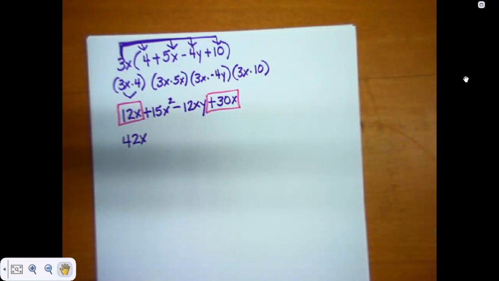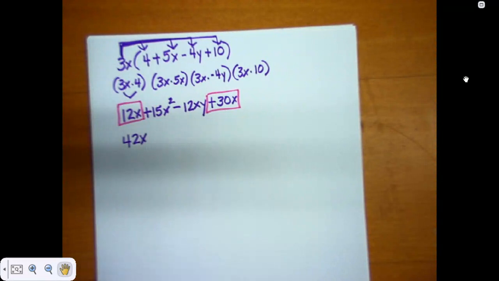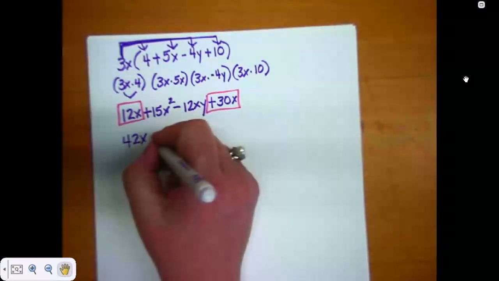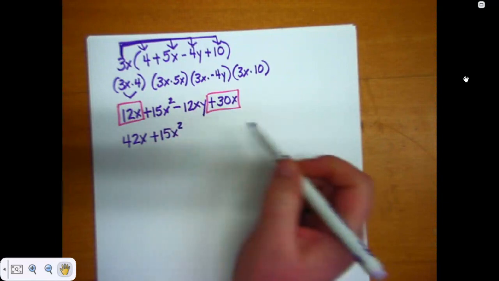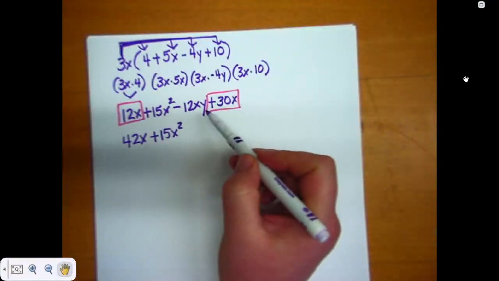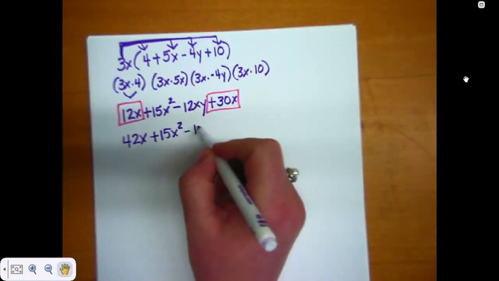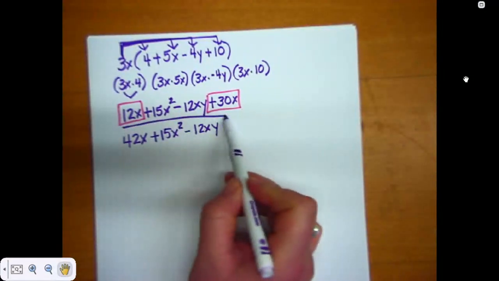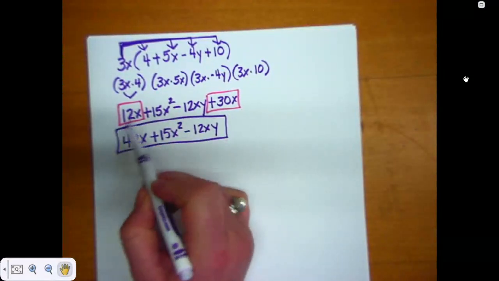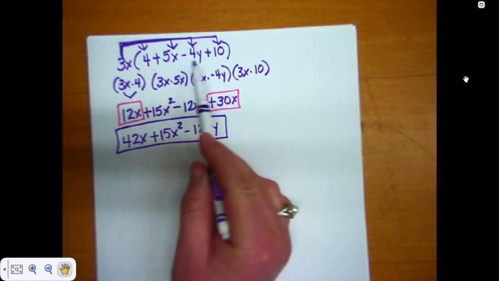Do I have any like terms with x squared? I don't, so it's just going to come straight down, plus 15x squared. And I don't have any like terms with xy, so it also just comes down, negative 12xy. So this is the most simplified version of this, or it is an equivalent expression to this.